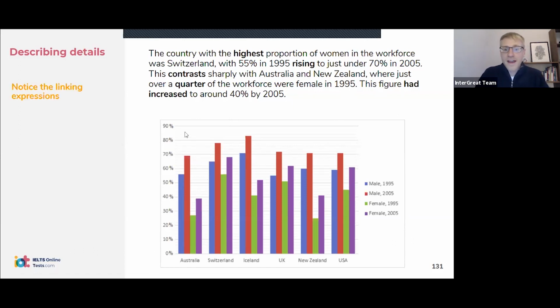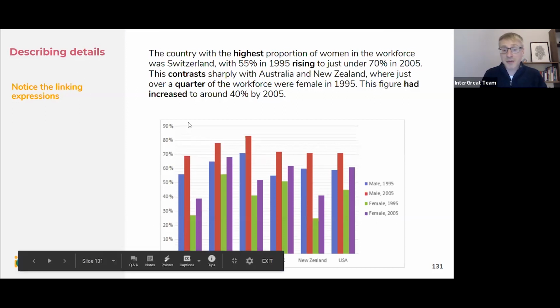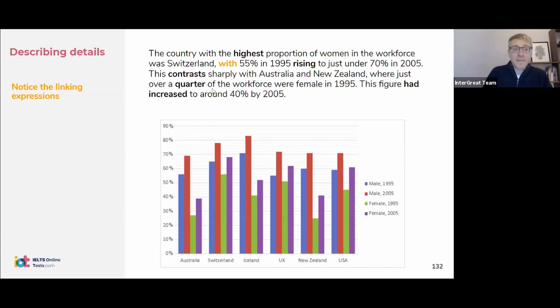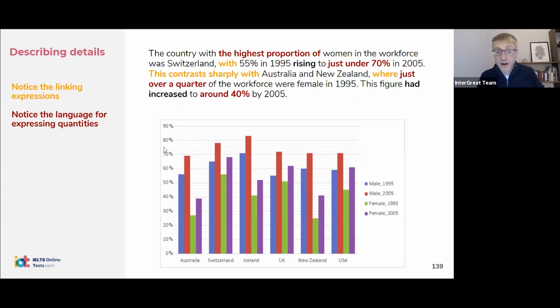Yes, Maitran, another past before the past is confusing, okay? I suggest looking at a grammar resource online for a more detailed explanation of this, because it is a confusing concept. For different expressions, we've got with, we've got this contrasts sharply with, we've got where, okay? We've got our language for quantity, the highest proportion, we've got just under, we've got just over, and we've got around, okay, for giving our specific data.